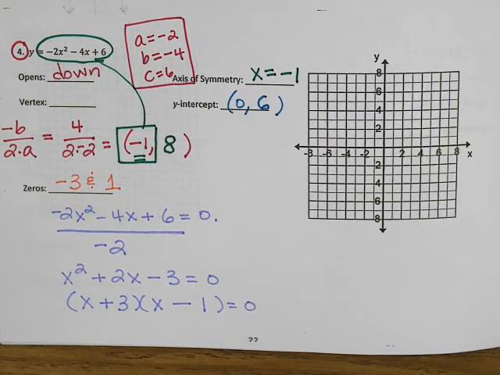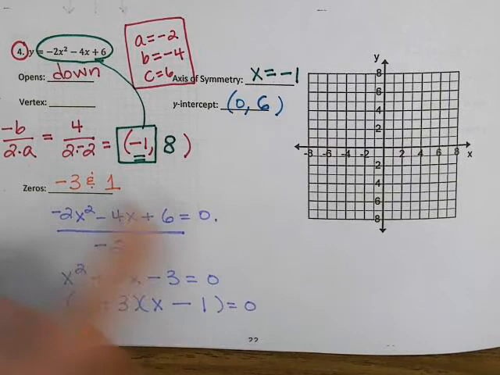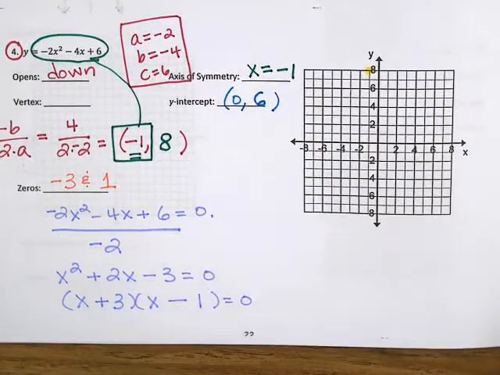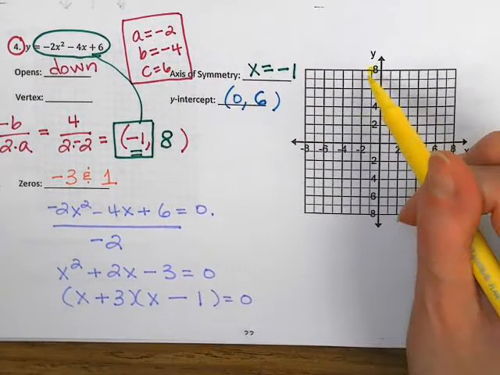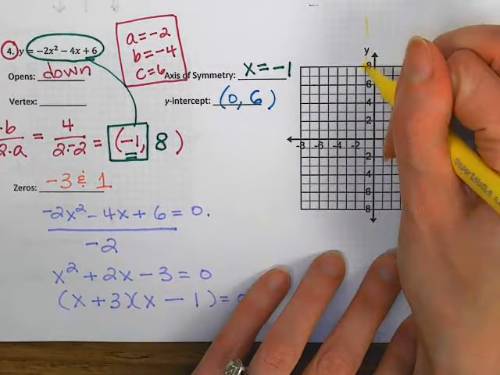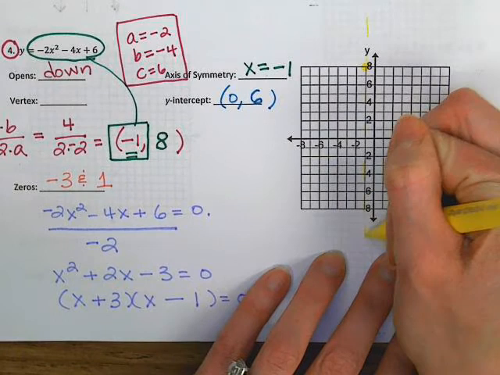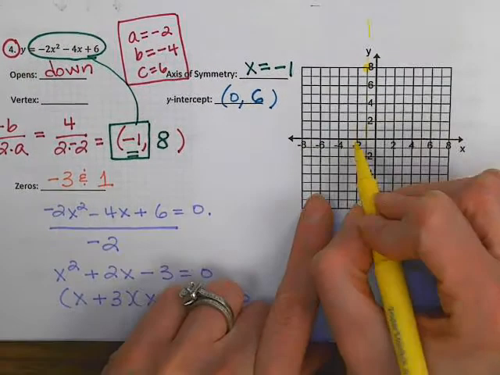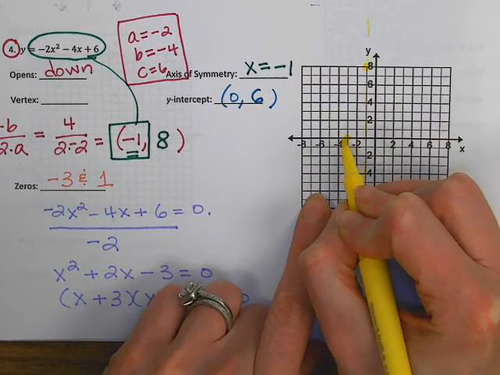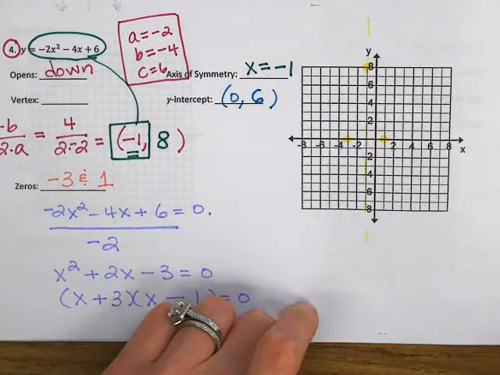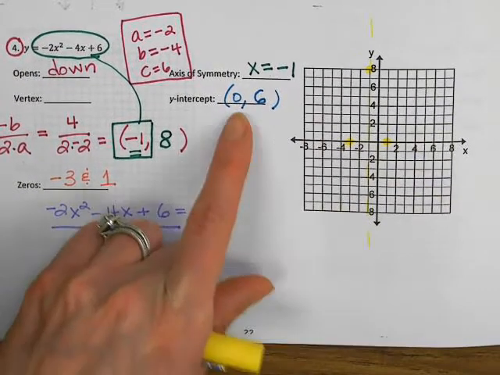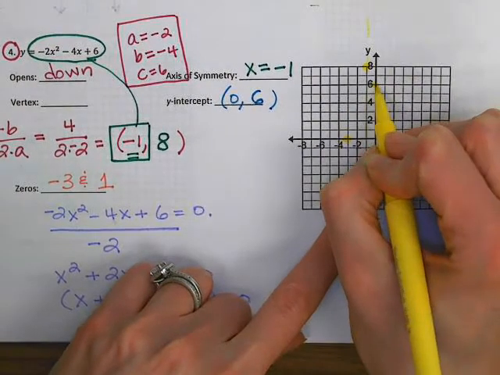So let's make this one yellow. That'll be fun. Okay, we have a vertex at -1, 8. Okay, you can't even see that. We have a line of symmetry going down through -1. We have zeros at -3 and +1. And we have a y-intercept up at 6.